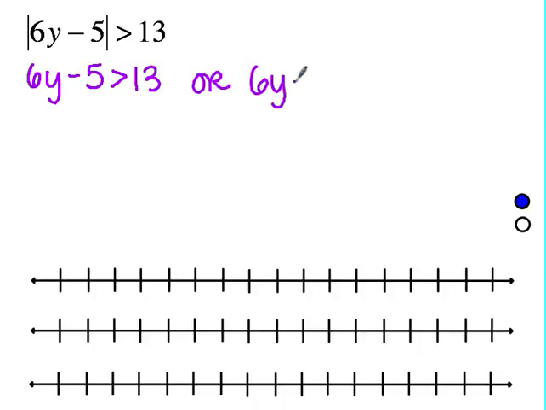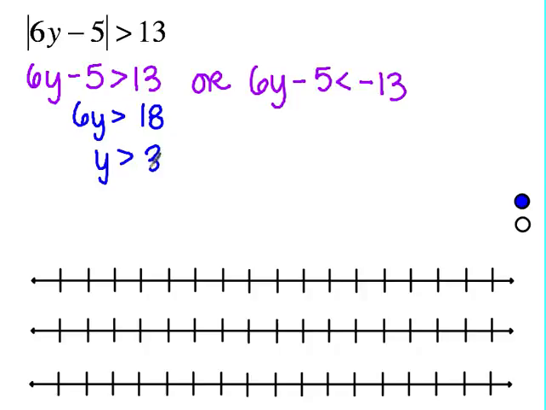What's my next inequality going to look like? 6y minus 5 is less than -13. Good. The only thing you switch is the inequality sign and then the number after that. So now I have to solve each of those inequalities. If we add 5, what do I get 6y to be greater than? 18. So what is y greater than? 3. So that's your first statement: y is greater than 3.